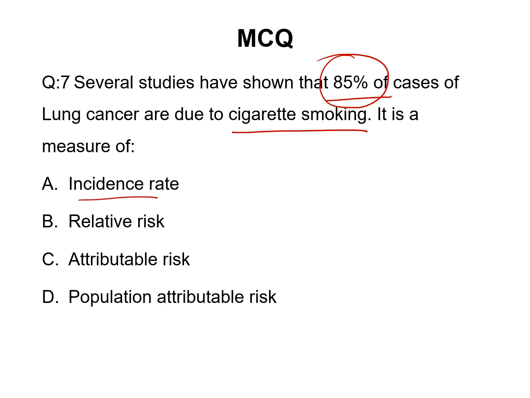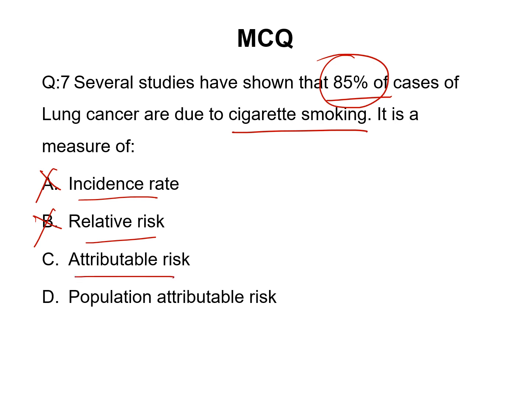Can this be incidence rate? No, this is not incidence because we know that incidence is number of new cases divided by population at risk. So it's not referring to incidence. Can this be relative risk? It's not relative risk because relative risk is how common is the disease among the exposed group. So it's not relative risk.